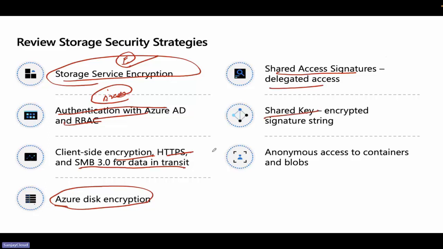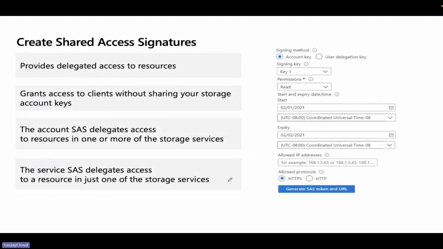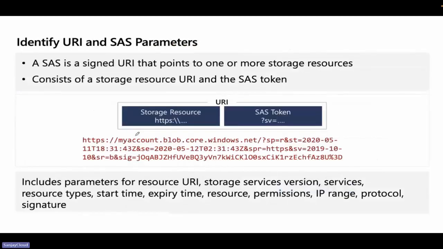Shared key we can use. Encrypted signature strings we can use. Anonymous access to containers through which we can enable read permission. So we have different options for security. We can create a shared access signature at service level, and we can create a shared access signature at account level. This would be your SAS URI, which I already explained to you. So storage resource level, and SAS token for account level.